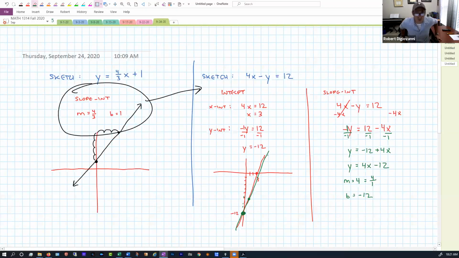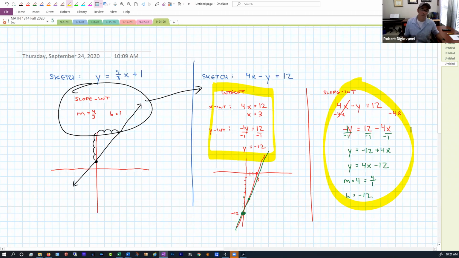Are there any questions on that? Does everyone see how sometimes it's easier to do it one way than the other? I personally like the intercept method more on the second one because I avoid having to do all this solving for y. But it's up to you. I don't care what you do.